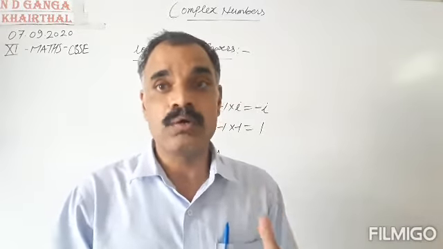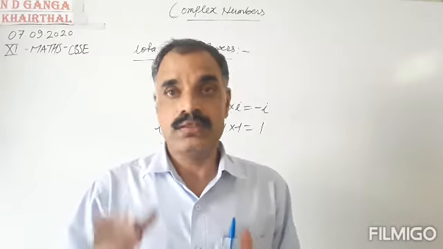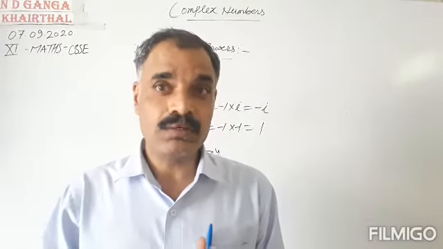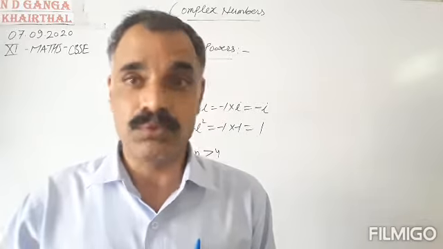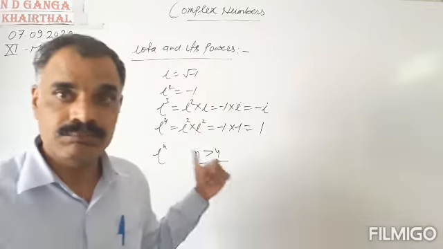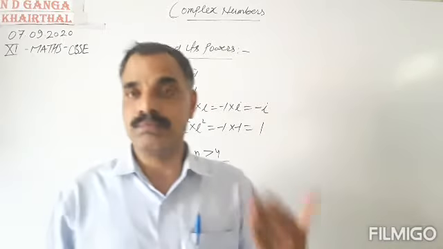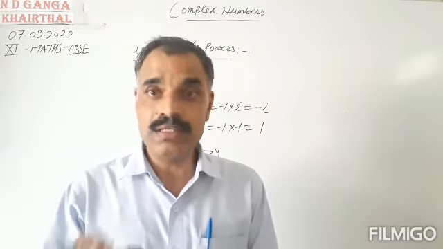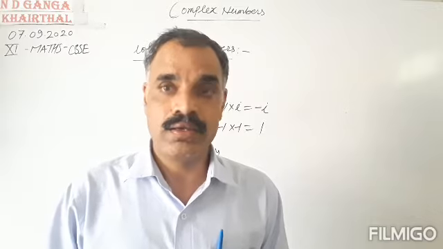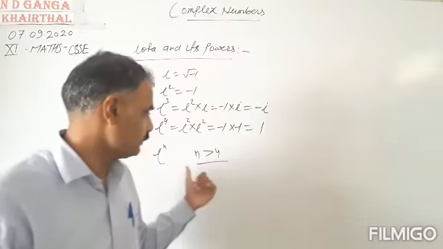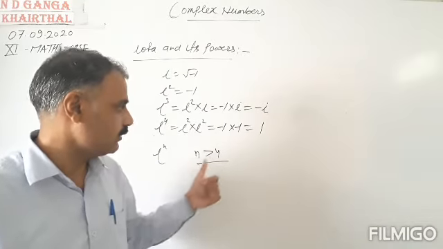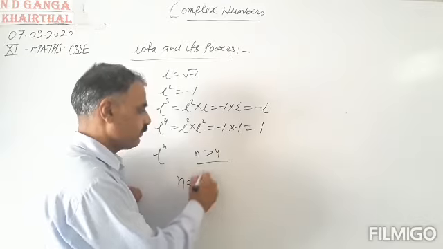What will be the value of these powers? Okay, so we are discussing the powers of iota which are greater than 4, meaning iota to the power n, where n is greater than 4. Now we will divide. To determine iota to the power n for n greater than 4, we will divide n by 4.